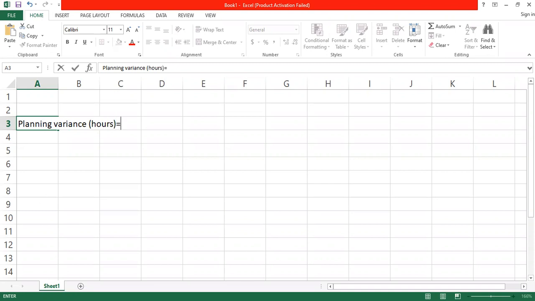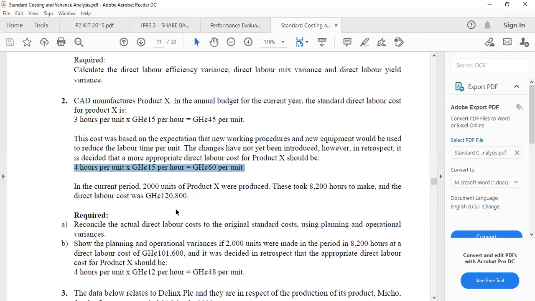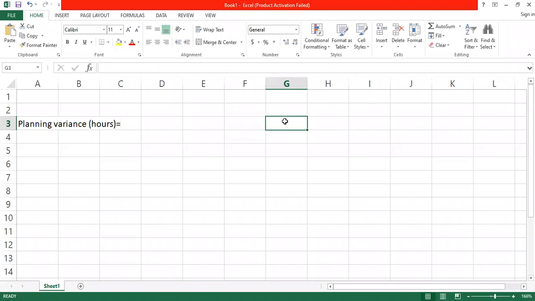Okay. Let's come to the question now. How many units are we saying that we are going to produce? 2,000 units. And how many hours did we say originally that we are going to use? It will be 3 hours, times the 2,000. And that will give us how many hours? 6,000 hours. That was the initial plan, isn't it?